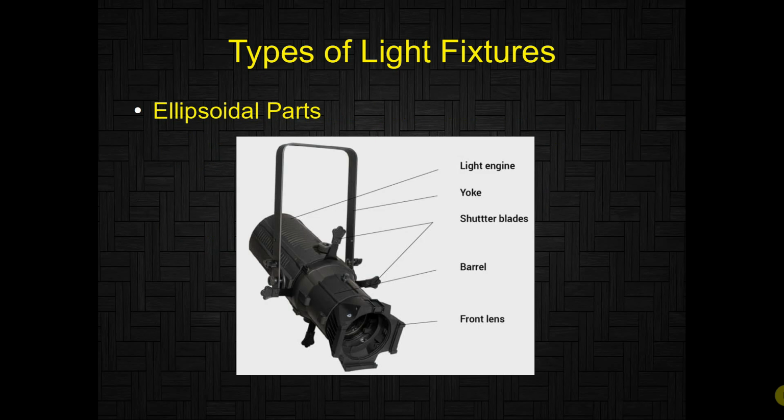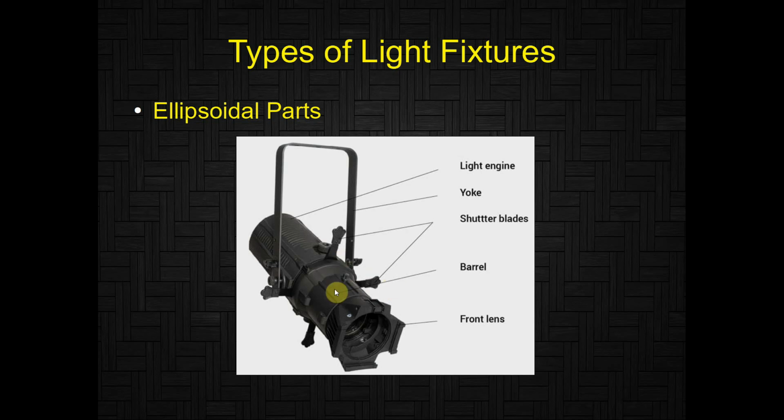As I mentioned, the ellipsoidal is the most common type of conventional fixture, and there are some parts to the ellipsoidal lamp. Back in the back here you would have your bulb and your reflector, so if we've got to change a burnt-out bulb, we'd access that through the back. The yoke is the bracket that holds the light up and fastens it to the light bar, and it allows us to tilt and swivel the lamp so that we can aim it to various places on stage.